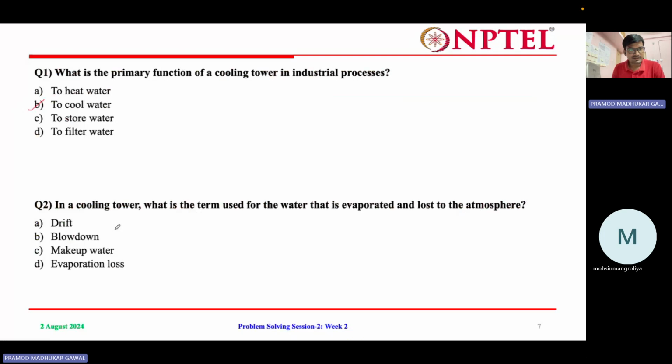Second question: in a cooling tower, what is the term used for the water that is evaporated and lost to the atmosphere? Options given: drift, blow down, makeup water, and evaporation loss. If you know the answer, you can tell. So it may be evaporation loss. All right. Because drift and blow down you will also see in MCQ questions, so it will get more clear.